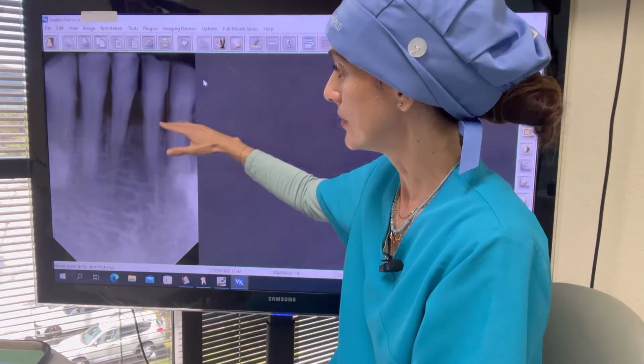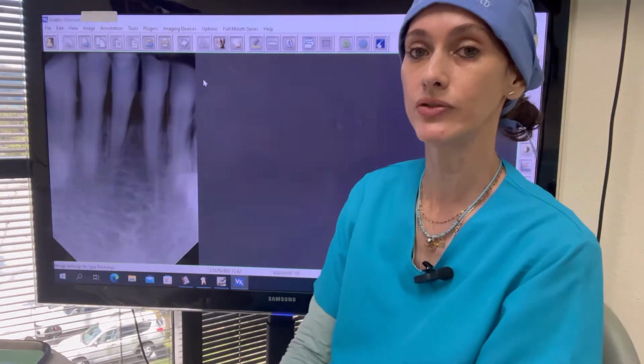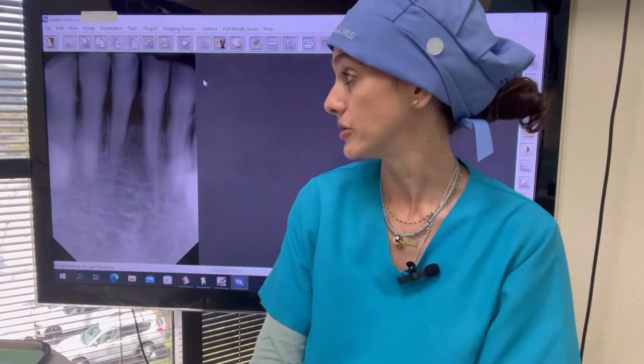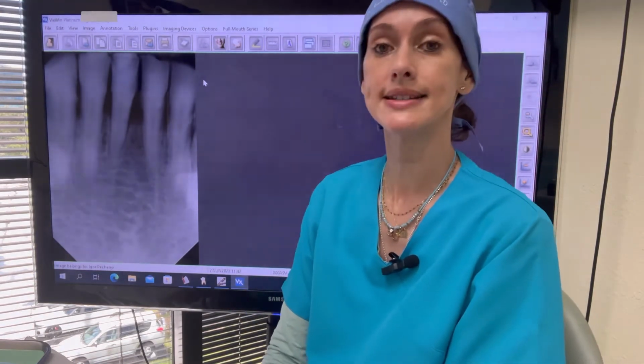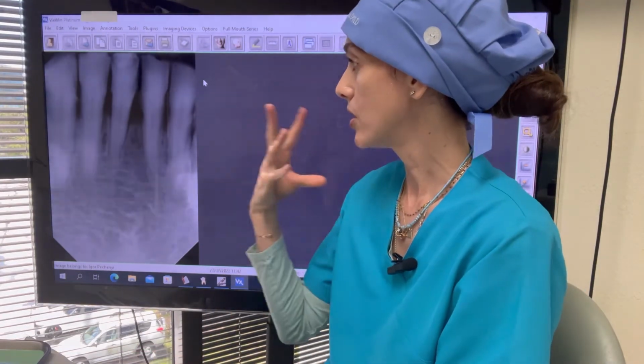So we have to prevent any further loss of bone. How do we do that? We have to periodontically treat this patient. We're going to have to do a scaling and root planing, which is a deep cleaning, in the 4 quadrants.